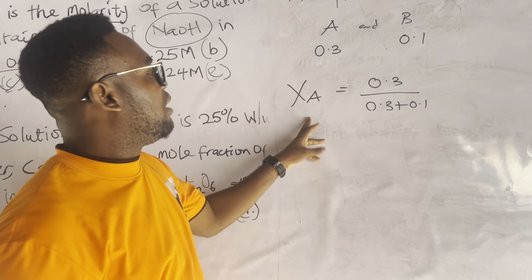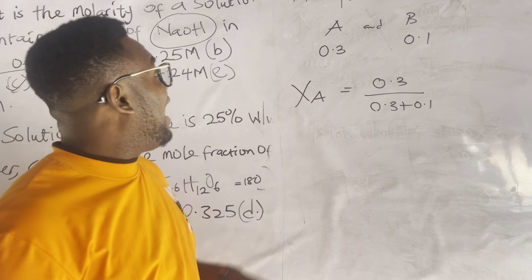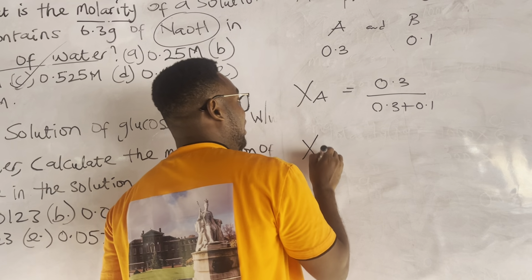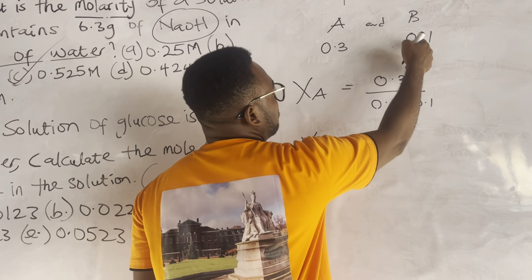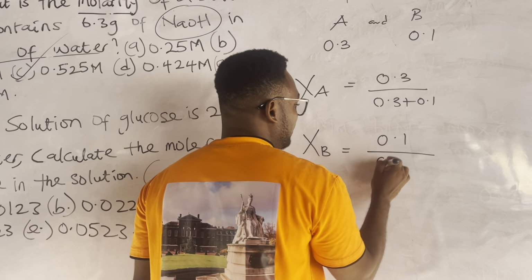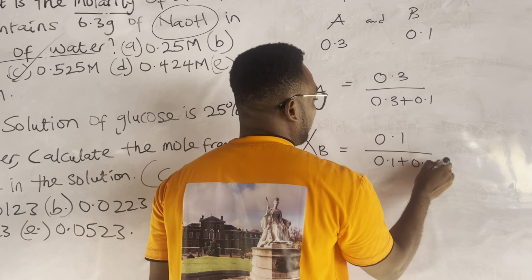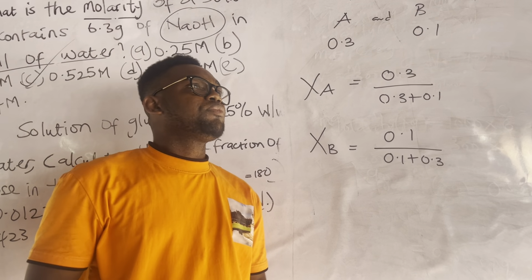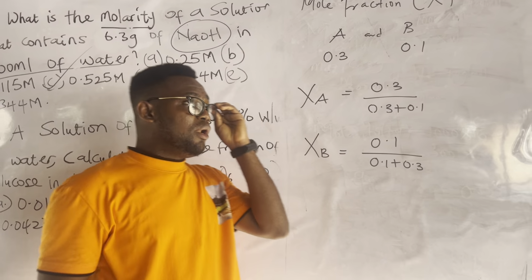So this is how to calculate mole fraction. What if we are asked to calculate the mole fraction of B? XB will be equal to the mole of B, 0.1, by the total mole, 0.1 plus 0.3. So this is how we go about solving questions on mole fraction. But look at this question here.